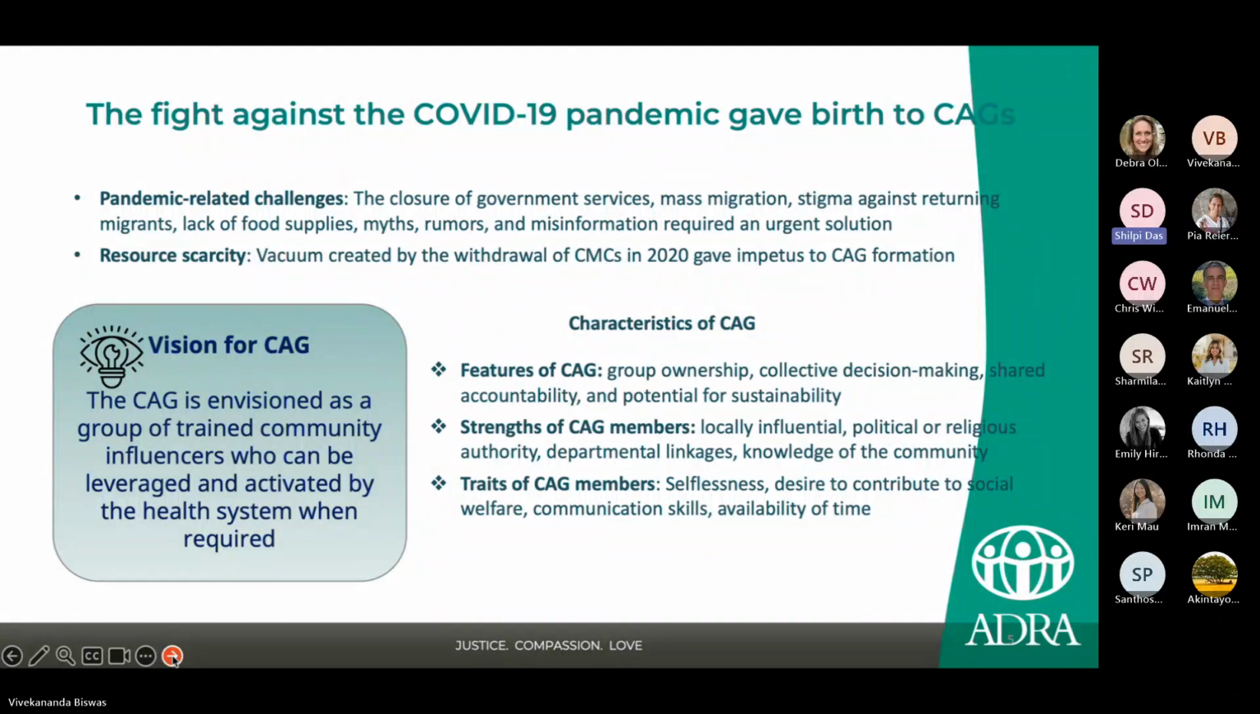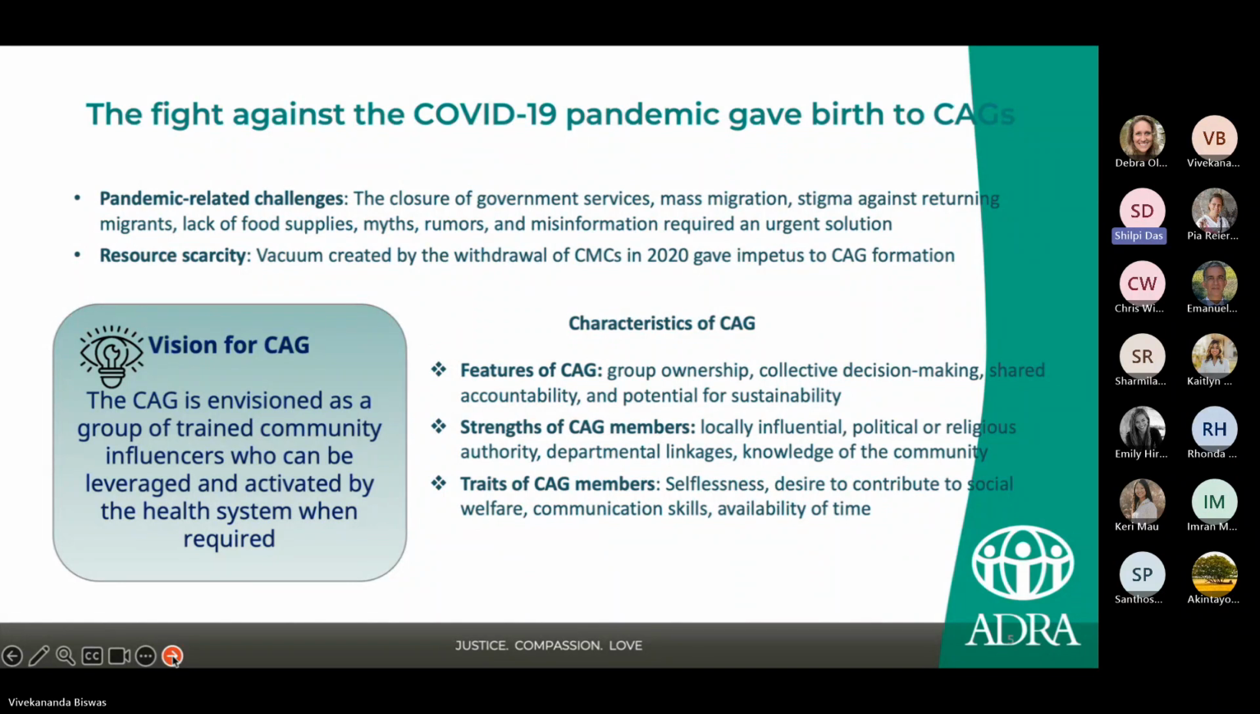The rationale for forming the group was based on the principle of group ownership. The principle was rooted in the idea that when influencers collectively own and participate in decision making regarding community needs, it fosters a sense of responsibility and accountability. And hence, the vision of the CAG is envisioned as a group of trained community influencers.